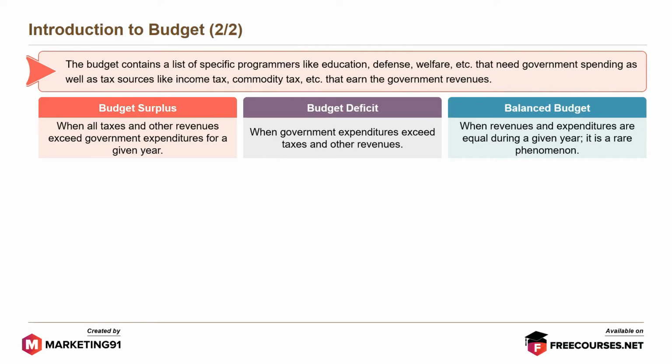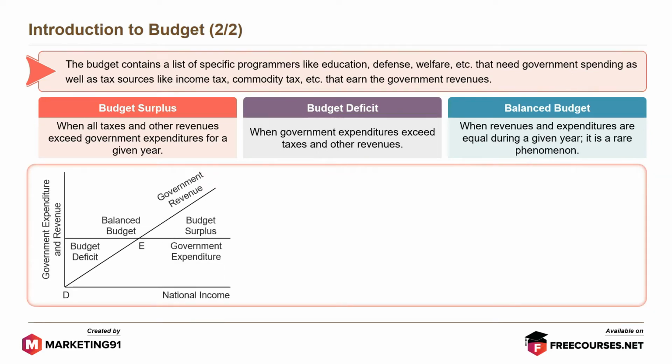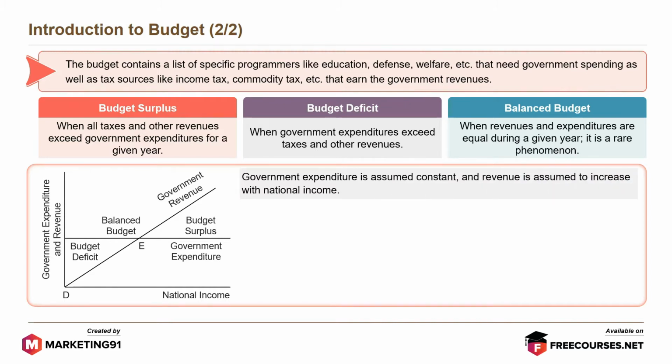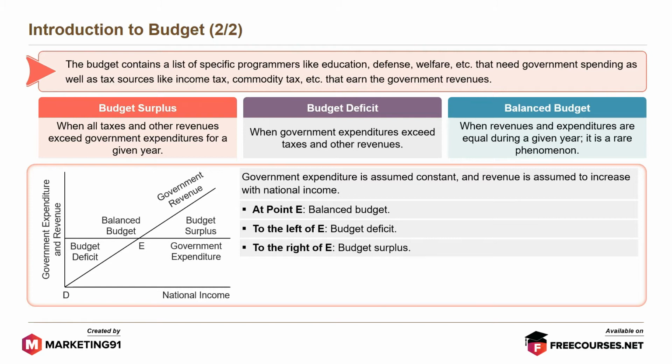It is a rare phenomenon. Let's understand this through a graph. Government expenditure is assumed constant and revenue is assumed to increase with national income. Point E denotes a balanced budget. Area left to the point of E denotes budget deficit, whereas area right to the point E denotes budget surplus.